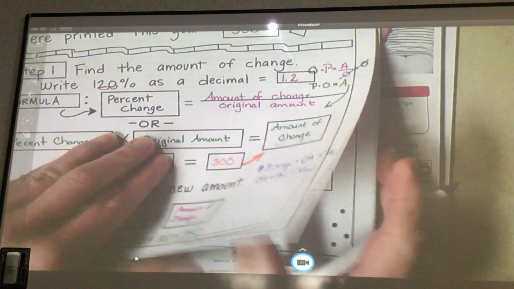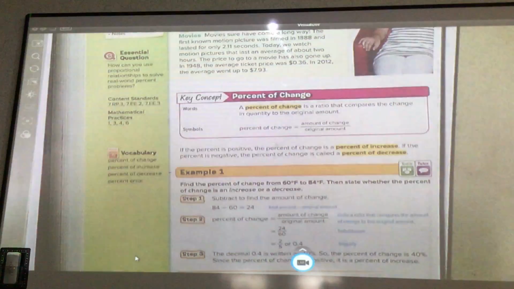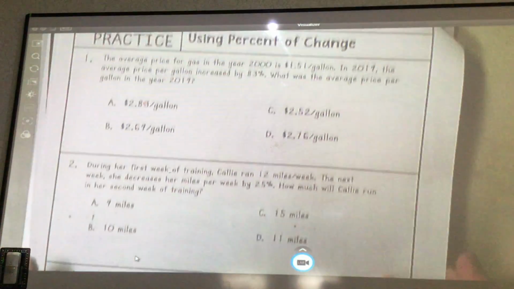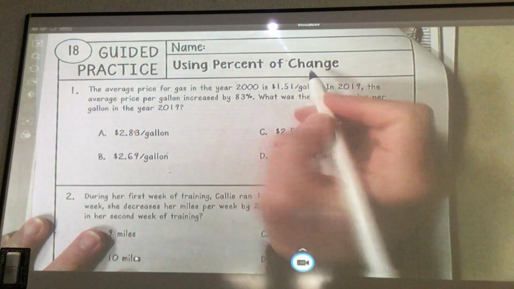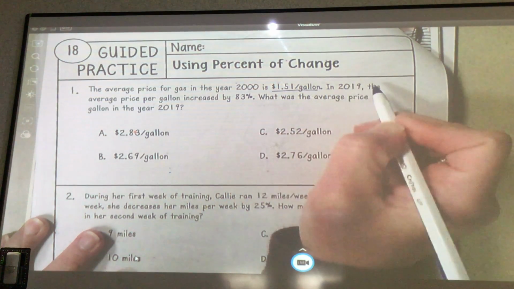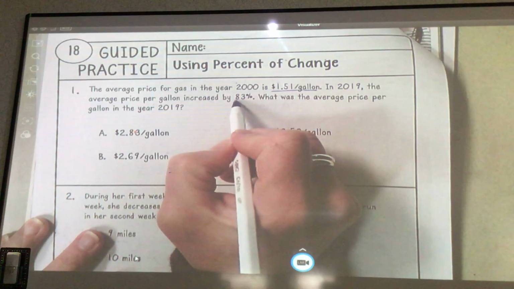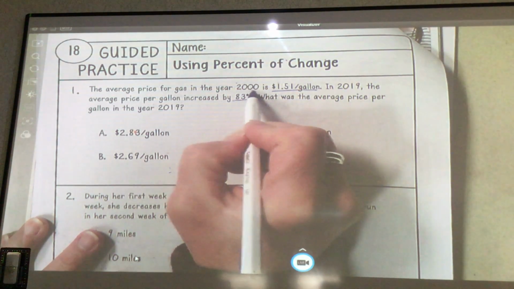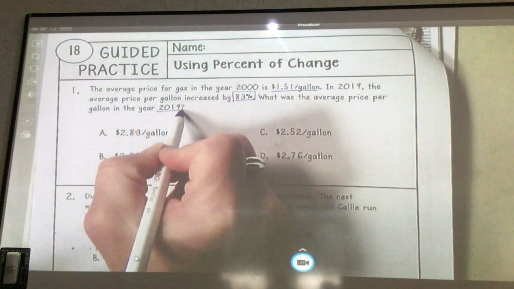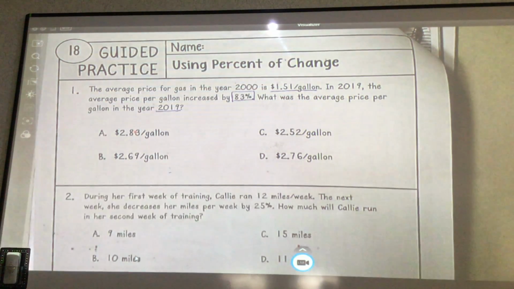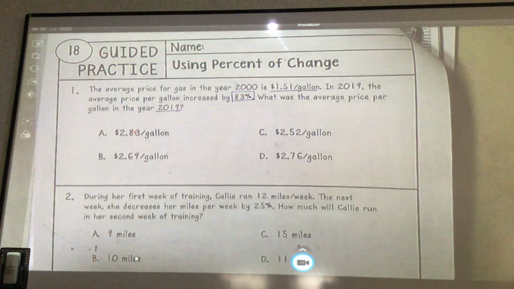So let's go ahead and turn the page and do an example here. The average price for gas for the year 2000 is $1.51 per gallon. In 2019, the average price per gallon increased 83%. What was the average price per gallon in 2019? Okay. Don't let the years mess you up. What is the first thing I need to do?